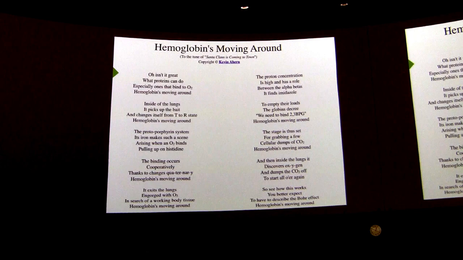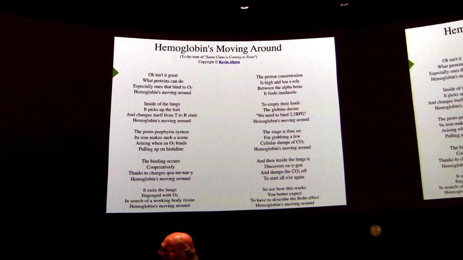To empty their loads, the globins decree, we need to bind 2,3-BPG. Hemoglobin's moving around. the stage is thus set for grabbing a few cellular dumps of CO2. Hemoglobin's moving around. And then inside the lungs it discovers oxygen and dumps the CO2 off.